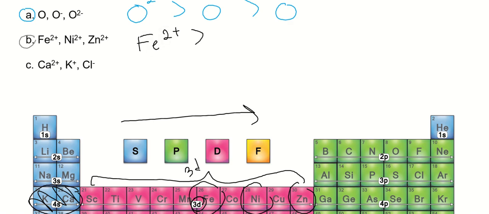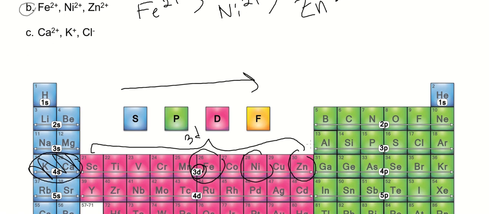The iron 2+ cation, followed by the nickel 2+ cation. And the smallest is going to be the zinc 2+ cation. And that's a general trend as you go left to right on the periodic table. The shielding remains relatively the same and the nuclear charge increases. So the radius decreases.